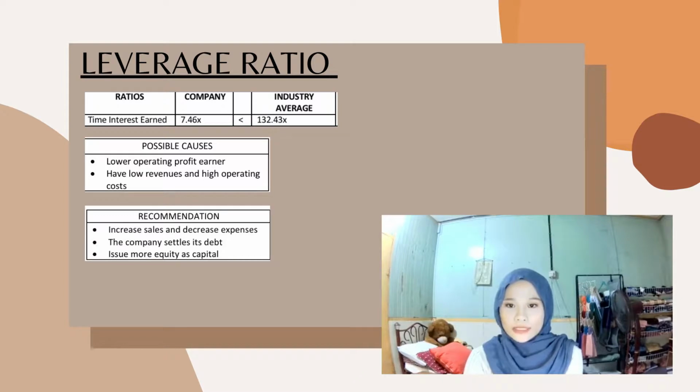Meanwhile, the times interest earned ratio for the company is lower than the industry average, and this indicates a lower ability to fulfill the interest obligations. The possible cause is that the company may be a lower operating profit earner, which means the company may have low revenue and high operating costs.